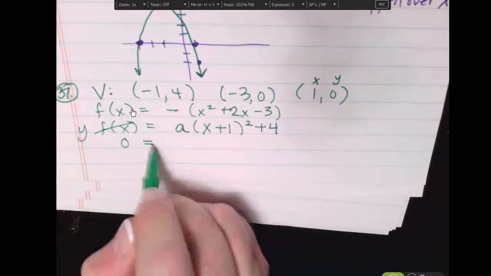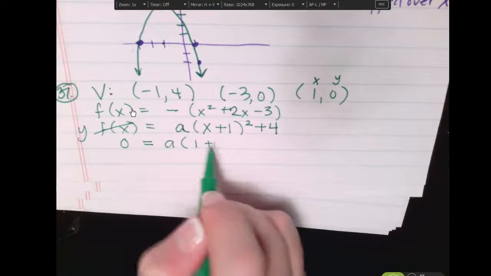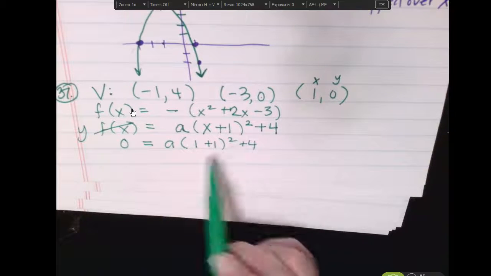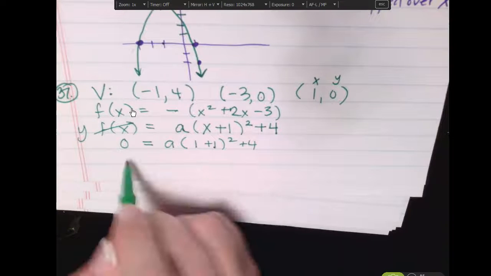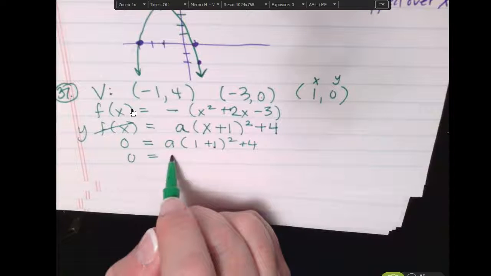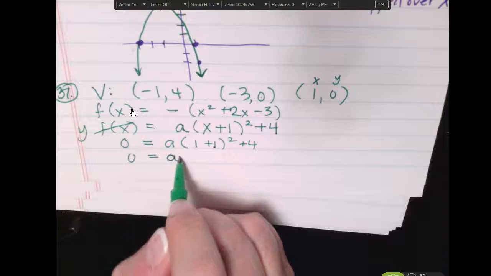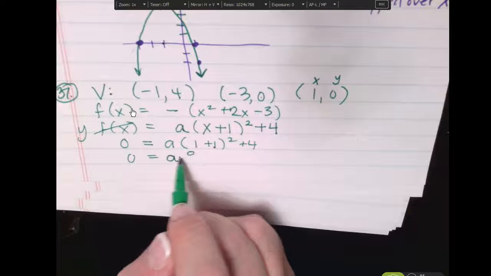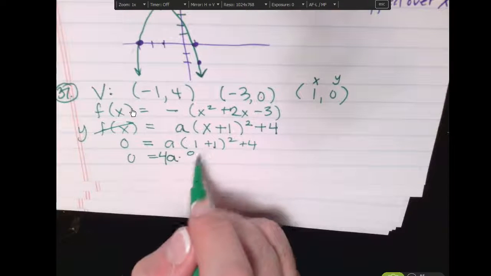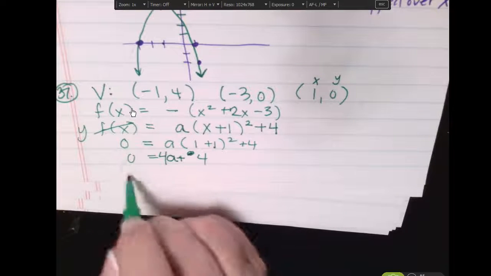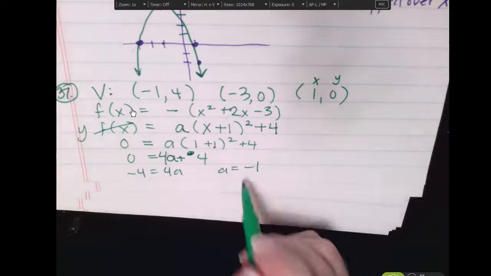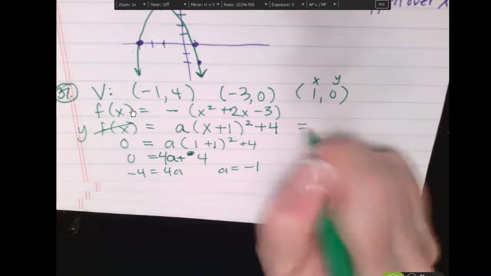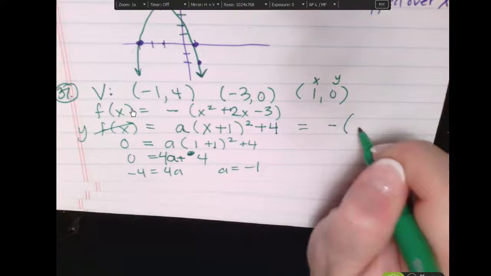So I could go 0 equals a times 1 plus 1 squared plus 4. So 1 plus 1 is 2, squared is 4. So 0 equals a times 4 plus 4. Okay, so that's -4 equals 4a, so a is -1. So that's how I know that I end up with a negative sign out in front.